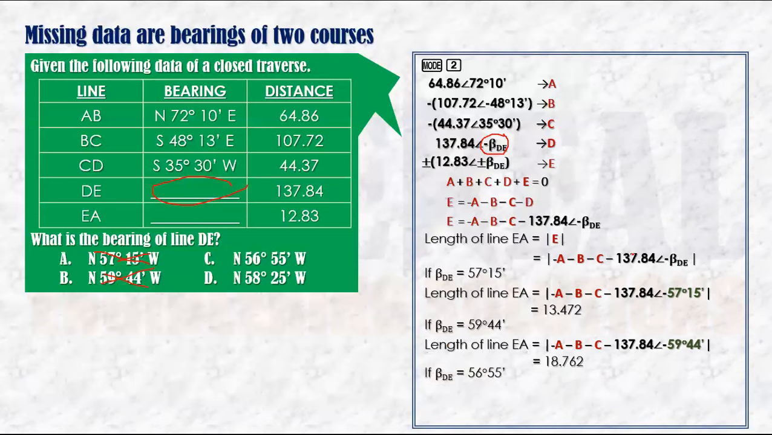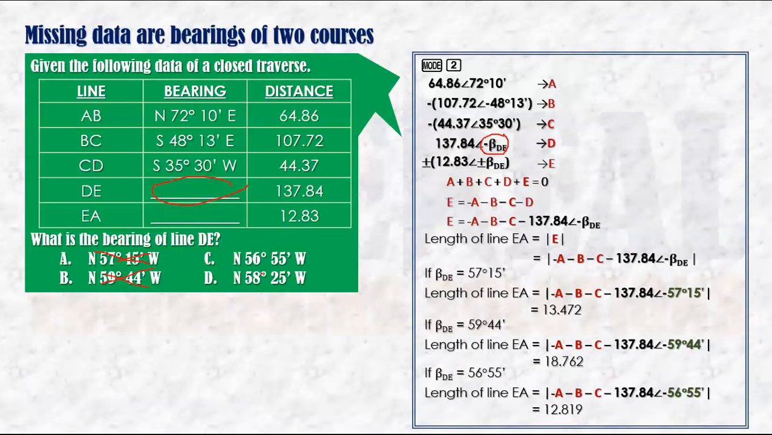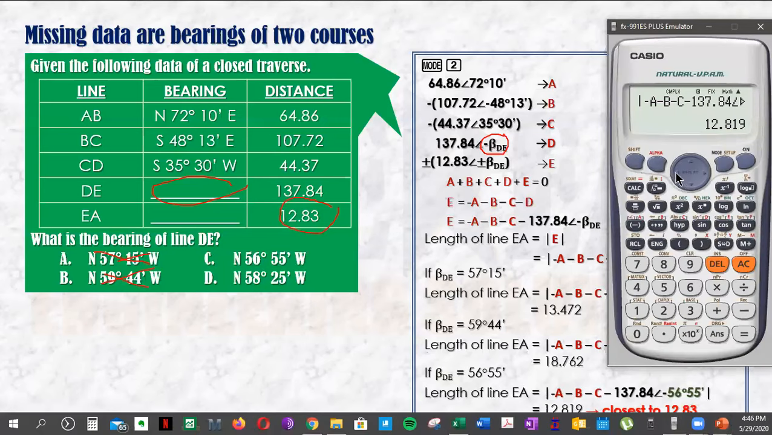Now, if we try beta equal to 56 degrees, 55 minutes. 56 degrees, 55 minutes, right? This is our answer from earlier. As you can see, it's 12.819, and that's already close enough to 12.83, isn't it? So that should be the answer. If you try letter D, 58 degrees 25 minutes.